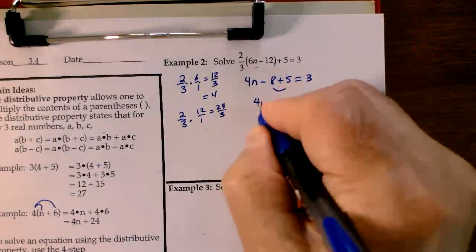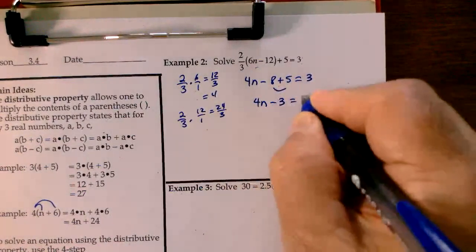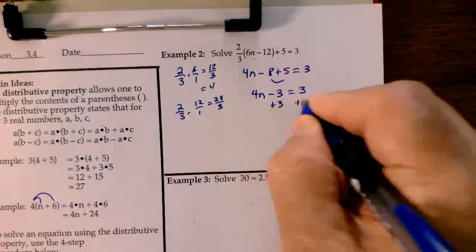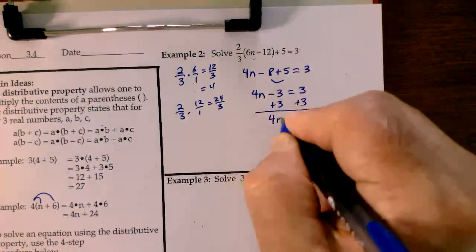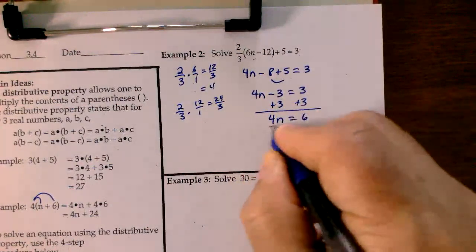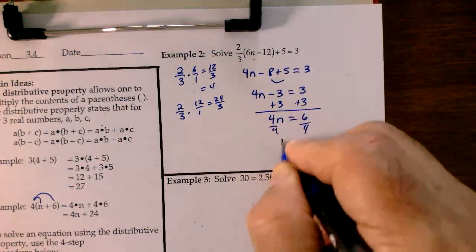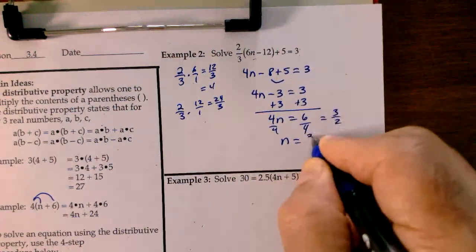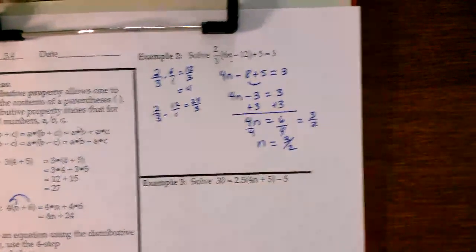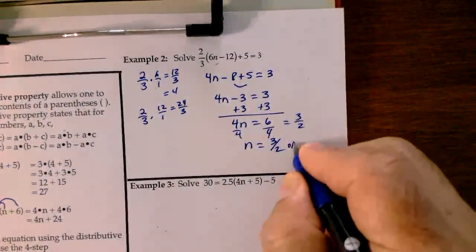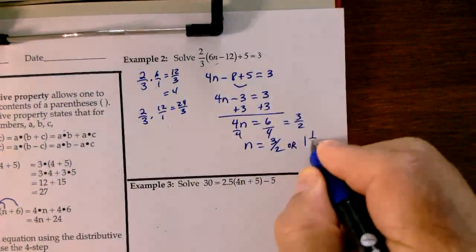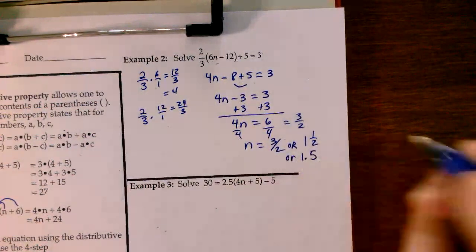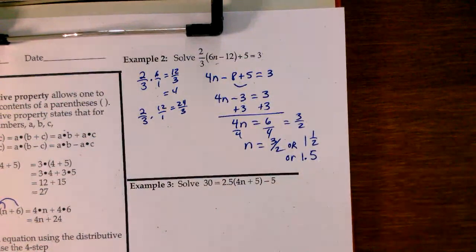Combine terms, 4n minus 3 equals 3. And then you just add 3 to both sides. We keep going, divide by 4. And you are going to simplify this down to 3 over 2. Now, you could write it as a fraction, or you can write it as a mixed number, or you can write it as a decimal 1.5. The answers are all the same.